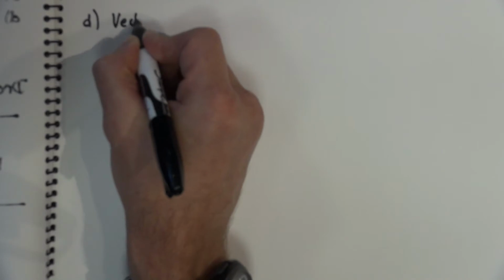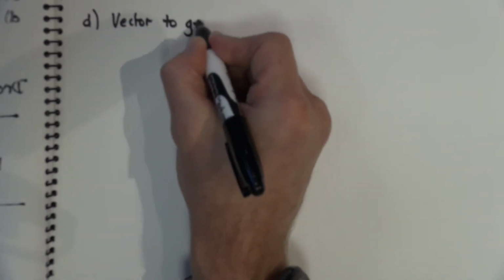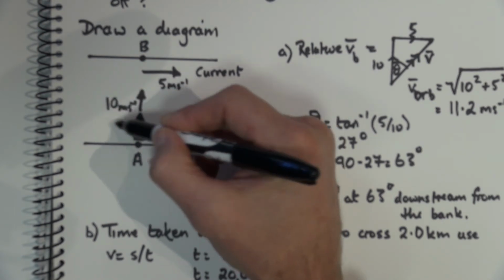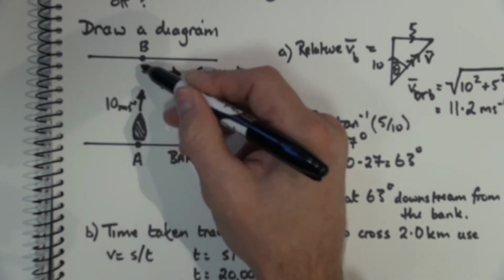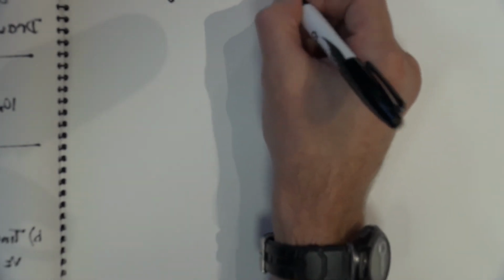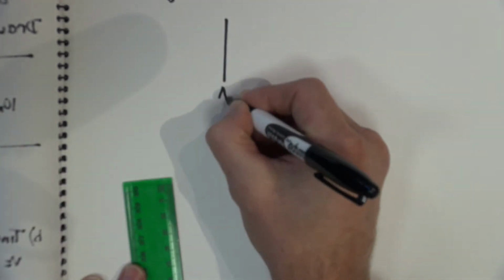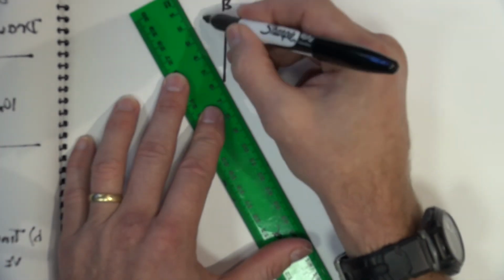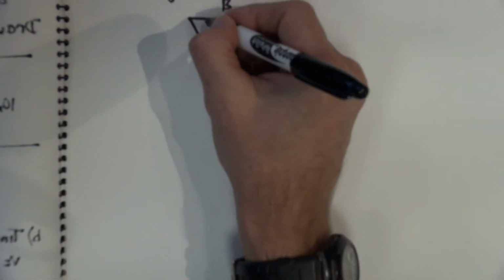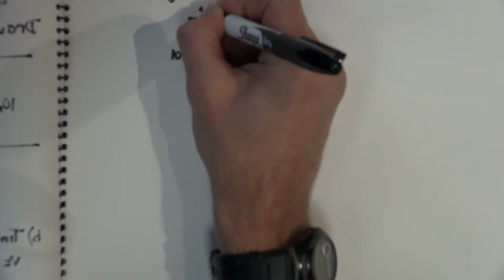Now finally for D, I've got to work out a vector which will allow me to go from point A to point B, which is directly across the river, as we can see here. So I'm going to have to go upstream. I know I'm travelling at 10 meters per second, and I know the current is travelling at 5 meters per second downstream. So what I'm going to have to do is produce a vector triangle. The vector triangle will be made up of the current and the velocity at 10 meters per second. Here I'm going to put my velocity in at 10 meters per second as my hypotenuse. The top line will be my current.